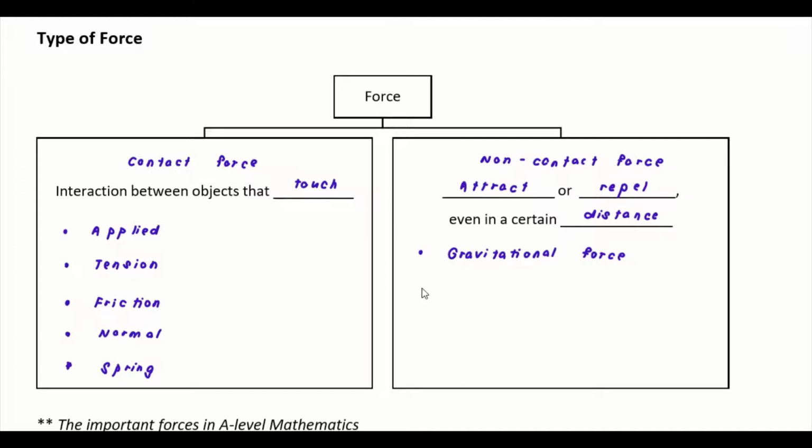Then what else do we have? Things like electric force, for example attract and repel. We also have magnetic force, and perhaps one more, nuclear force. All these forces are generated without the objects touching each other.